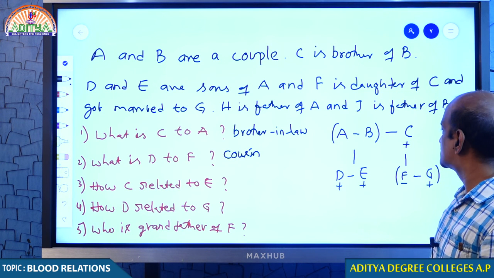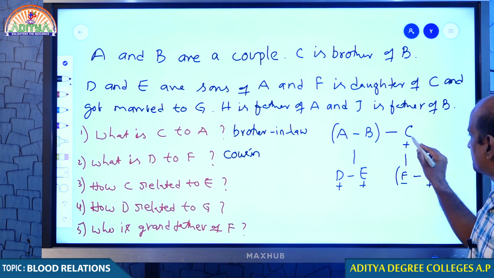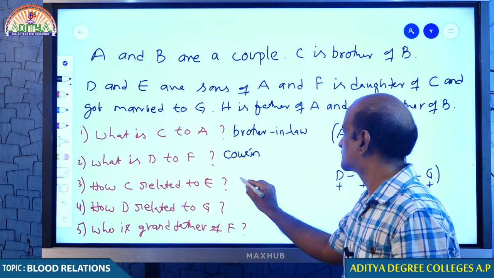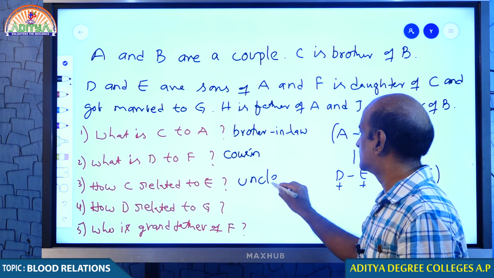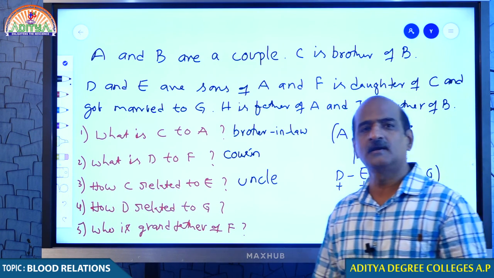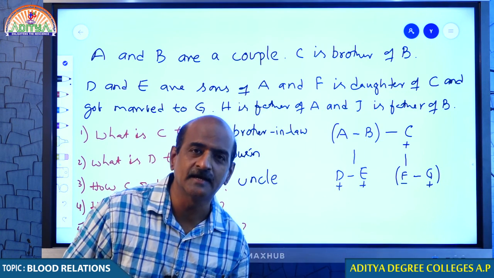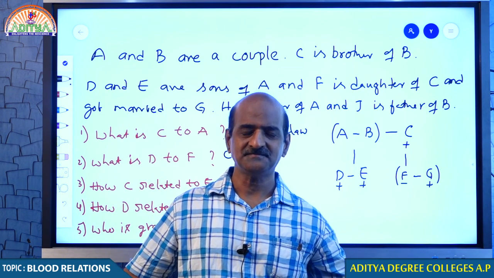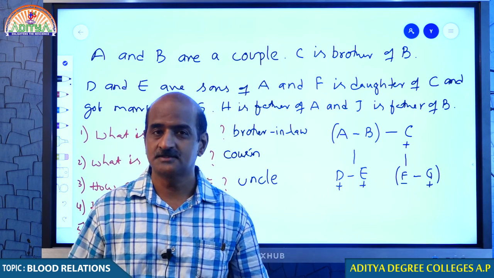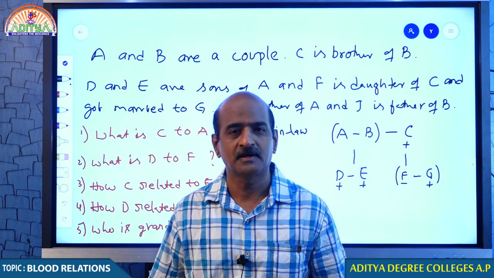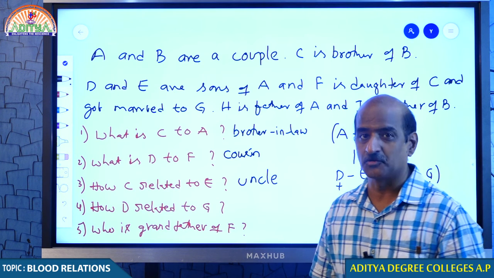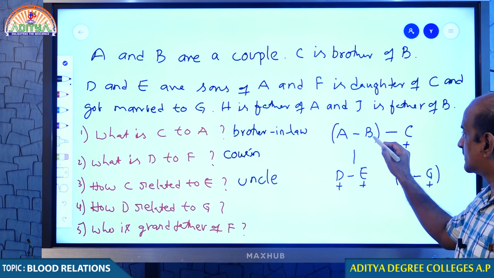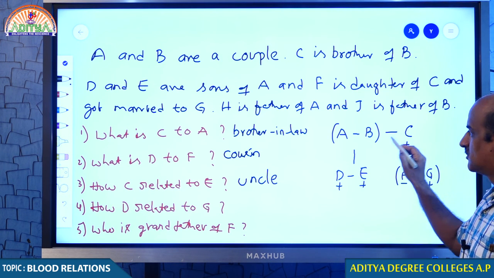Now students, how is C related to E? Uncle. Very good. C related to E is uncle. We can only say uncle. We cannot say maternal or paternal. Uncle for sure. But whether it is maternal uncle or paternal uncle, we are not so clear. You know why? Because we don't know the genders of A and B. Whether it is from father's side or mother's side, we don't know. But uncle is fine.